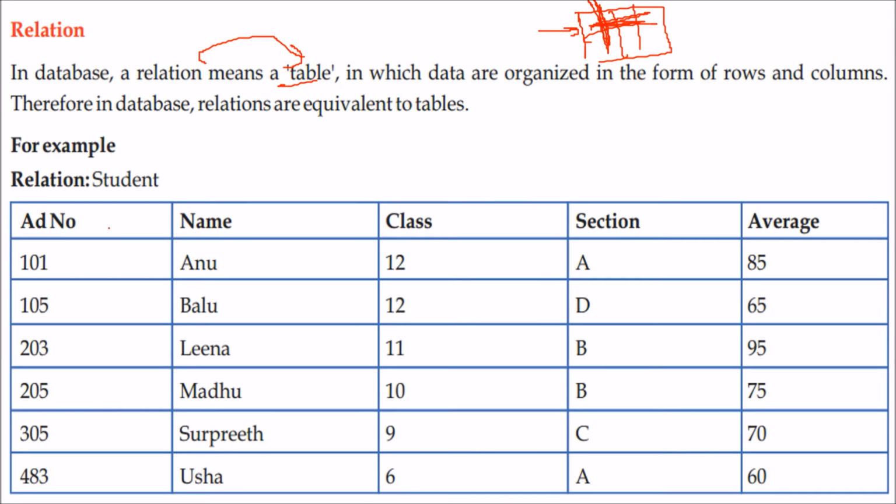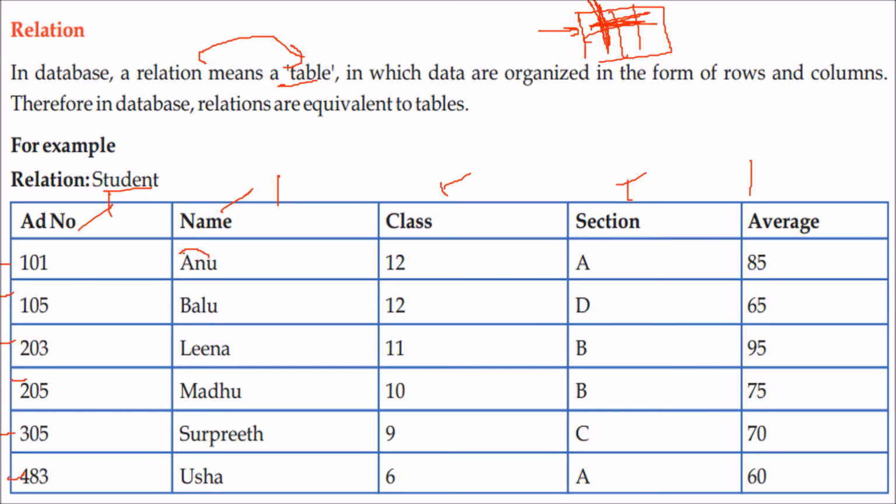For example, this is a relation or a table called student. This student table or relation has 1, 2, 3, 4, 5 attributes or 5 properties or 5 columns: admission number, name, class, section, average. This table or relation has how many tuples? 1, 2, 3, 4, 5, 6 tuples. 6 tuples means 6 records.